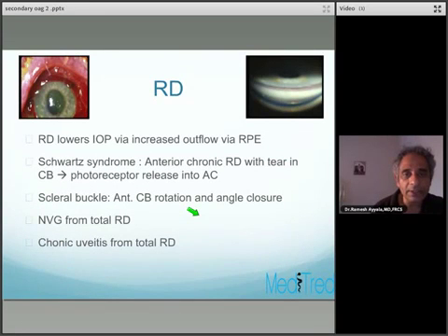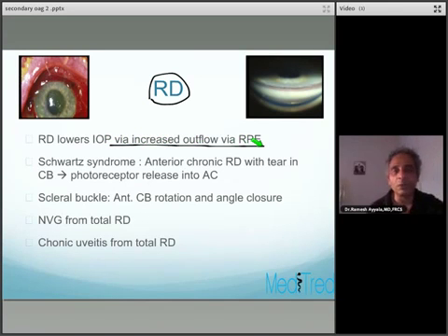Retinal detachment can sometimes present with elevated intraocular pressure. If you remember, typically retinal detachment means low pressure, and the reason for that is increased outflow via RPE absorption mechanisms. It could also be because of decreased blood circulation to the ciliary processes, leading to decreased aqueous production. But in any case, typically when you have a detached retina, the pressure is low. But there are certain exceptions to the rule.